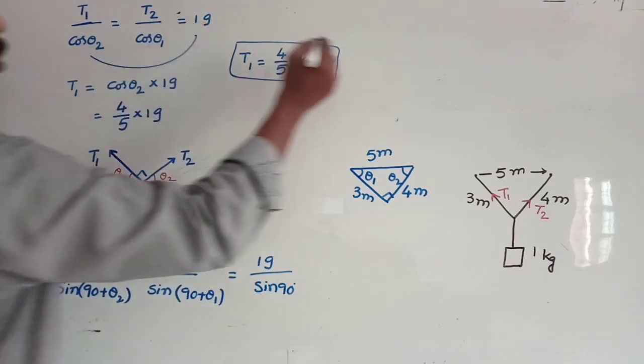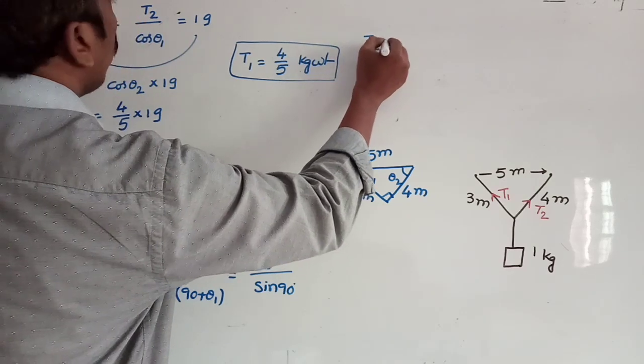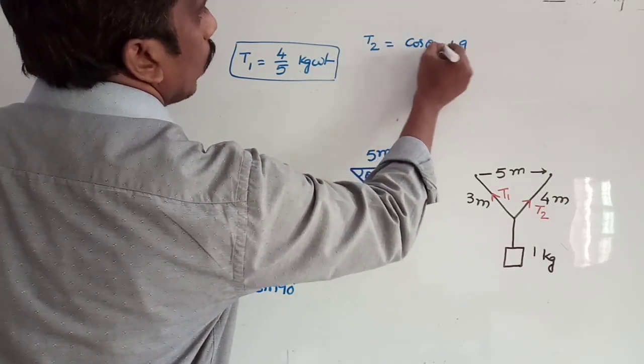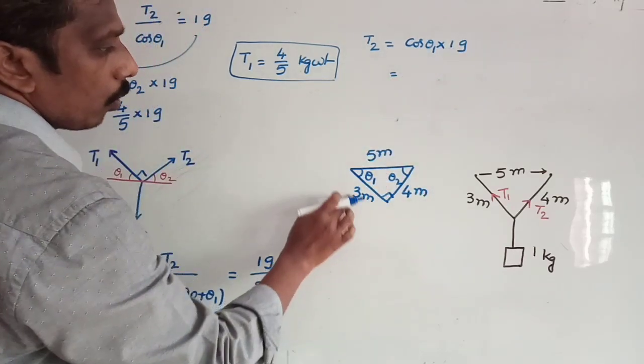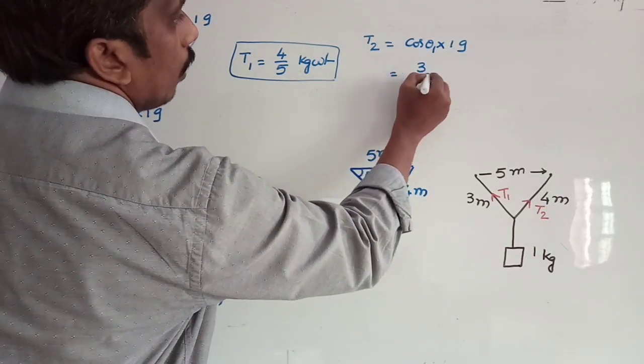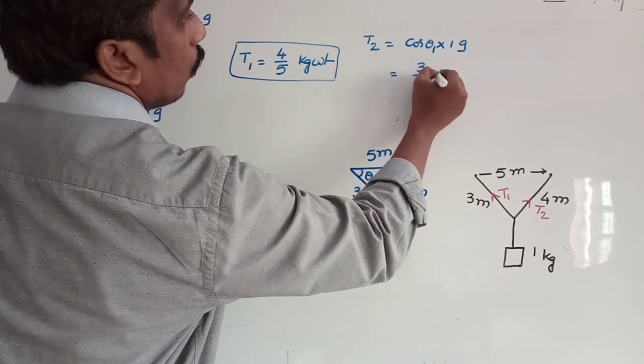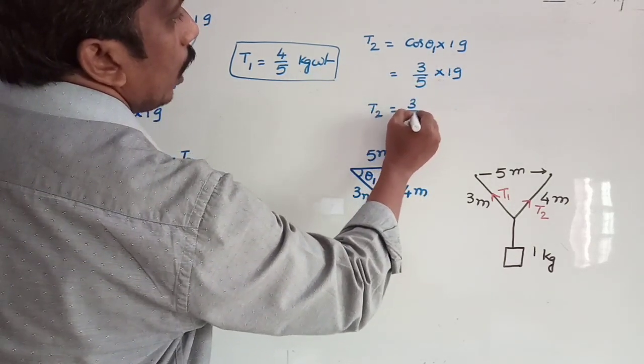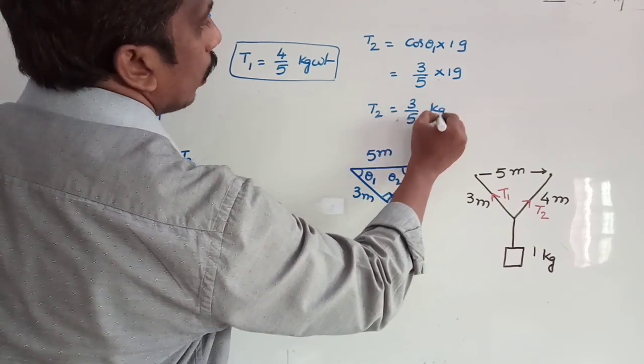Similarly, equate these two, then we get T2 is equal to cos theta 1 into 1g. Cos theta 1 is equal to adjacent side 3 divided by hypotenuse 5 into 1g. From this we can get T2 is equal to 3 by 5 kg weight.